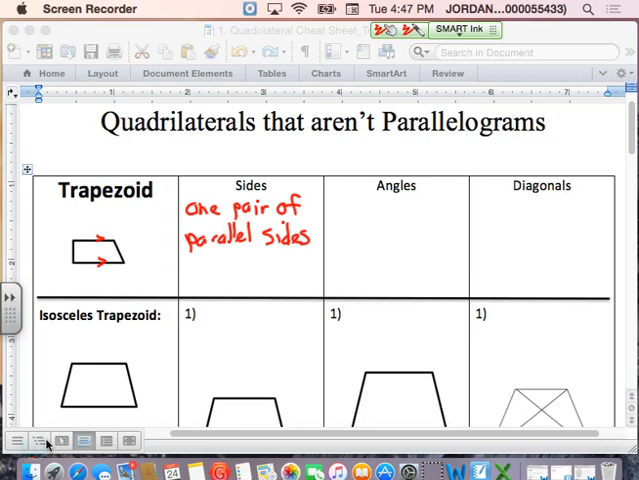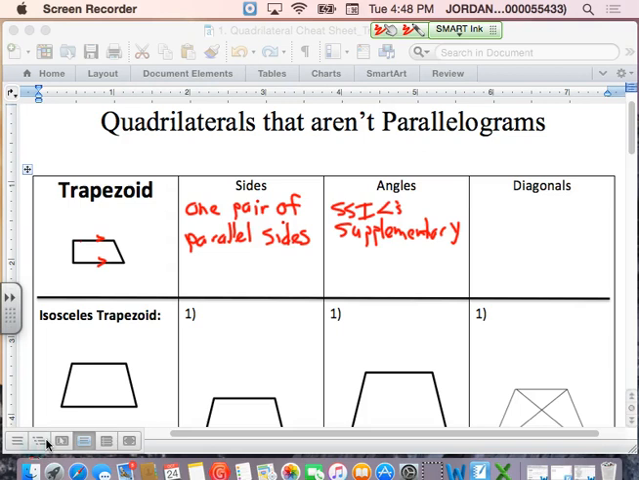With angles, okay, there's only really one thing you know about angles, and that is that same side interior angles are congruent. Okay, but this is not applicable to all sides. So it's only going to be the two sides that are not parallel. So not congruent, my fault, supplementary. Same side interior angles are supplementary, meaning they add up to 180.